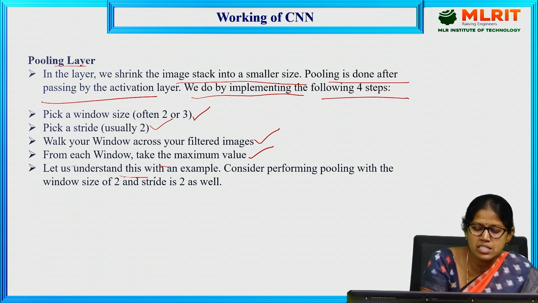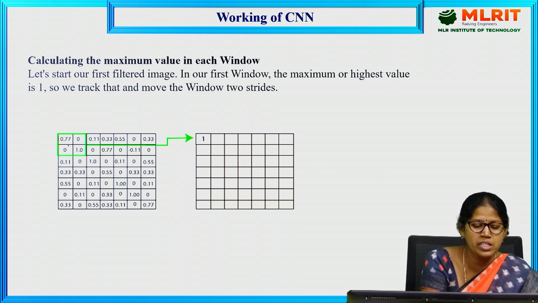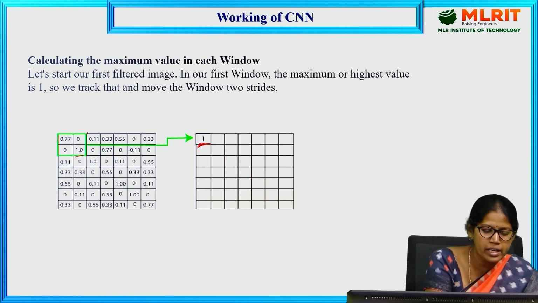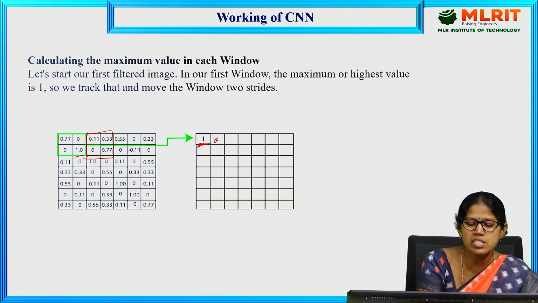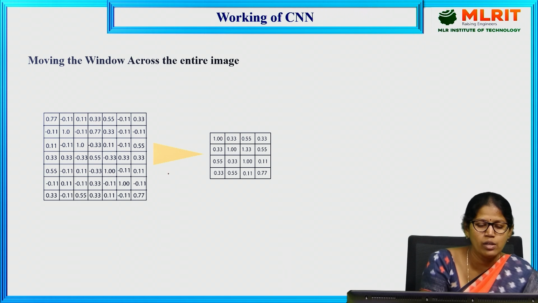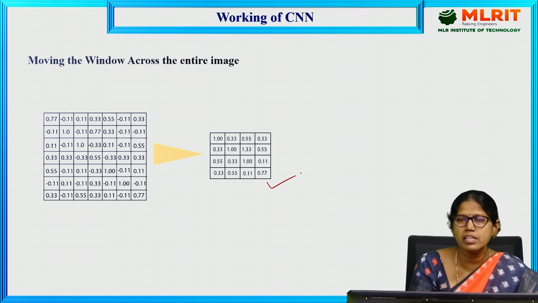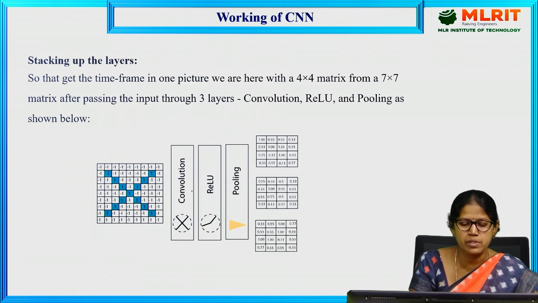Let us understand this with an example. For the first window, which one is the highest value? 1, so 1 will be taken. Again we go to the next one. Which one is the highest value? 0.77, so we take the 0.77 value. In such a way, after completion, the entire image will get this output, for all the feature maps.